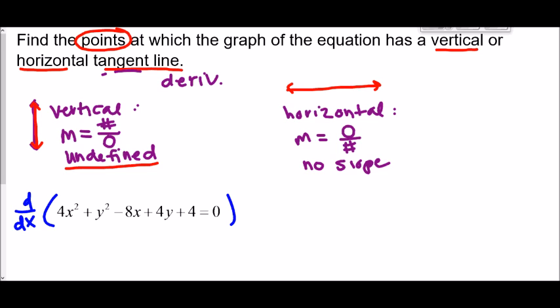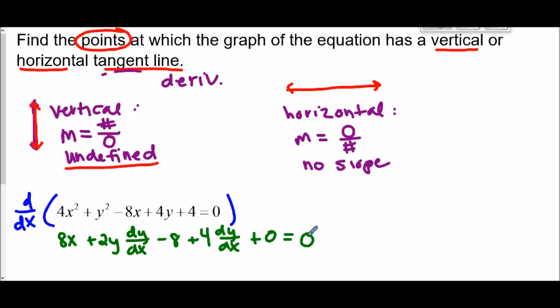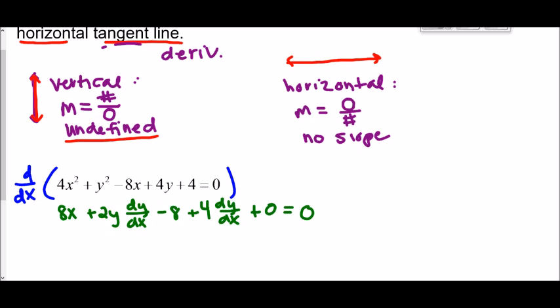So the derivative of 4x squared is 8x. I don't need to write dy/dx. Plus 2y, I do need a dy/dx. Minus 8, that was an x, so I don't need to write anything after it. Plus 4, that was a y that I took a derivative of, so I do need a dy/dx. Derivative of just 4 is 0, equals, derivative of 0 is 0. Okay, if you have any questions, please pause the video and ask me, or Miss Delmalva if she's here.